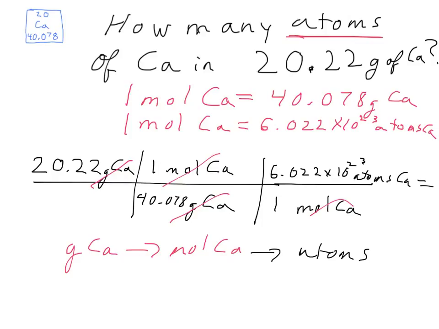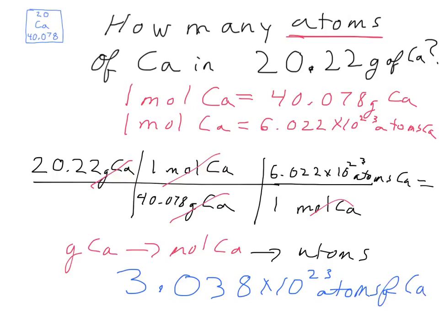And I punch that into my calculator. I get... Somebody stole my calculator. I get 20.22 divided by 40.078 times 6.022 EE to the 23rd. And that gives you 3.038 times 10 to the 23rd atoms of calcium. Chemistry's easy, life is hard, yes? Let's try another.